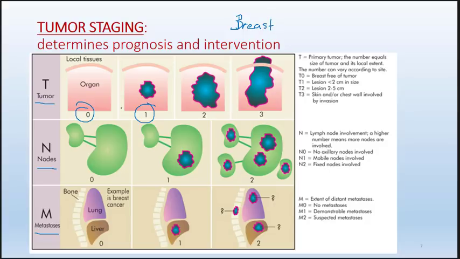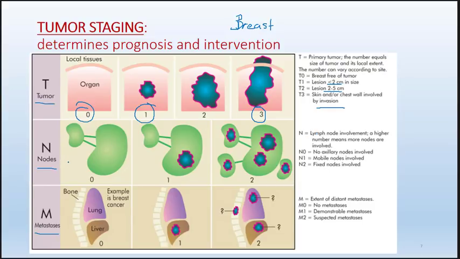So in this case, the cancer is about 2 centimeters or less than 2 centimeters in terms of size. T2 represents greater than 2 centimeters, so 2 to 5 centimeters. And then T3 is where the skin or the chest wall or invasion has occurred.